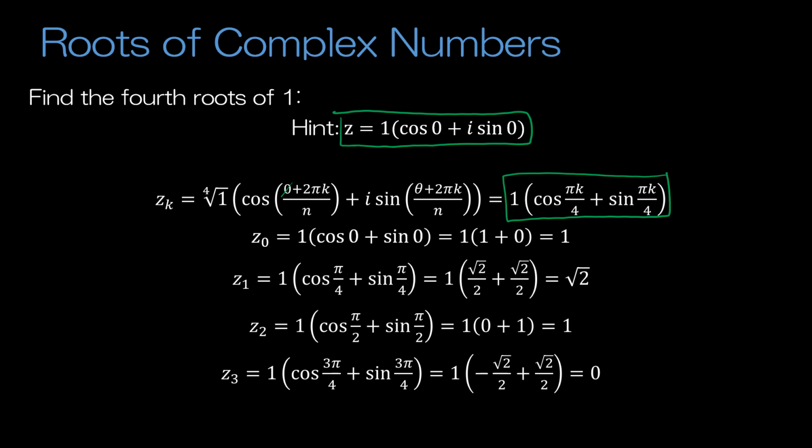So now I'm letting k vary from 0 to 3 because I'm finding the fourth roots, and 4 minus 1 is 3. So notice I've just got 0, 1, 2, and 3. The math is pretty straightforward, so once I know what I'm doing, I'm just using my calculator to find the values. So z0 is 1, and then pi over 2, and then 1, and then 0.